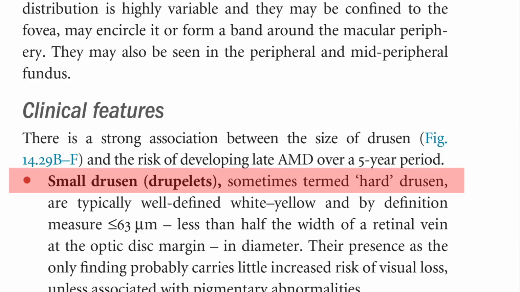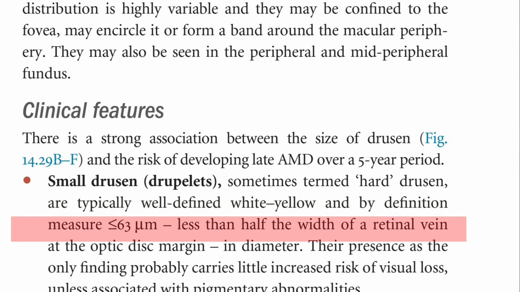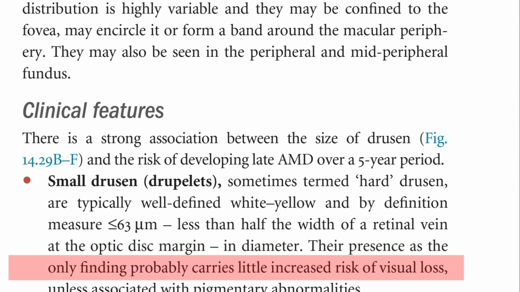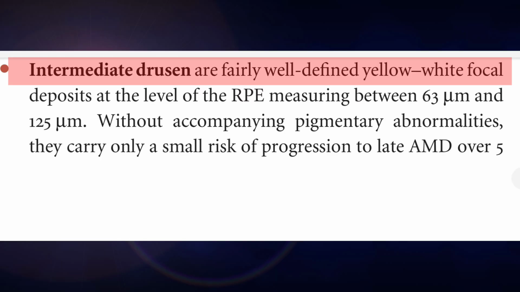Small drusen, or druplets, sometimes termed hard drusen, are typically well-defined white-yellow and by definition measure less than or equal to 63 micrometers, less than half the width of a retinal vein at the optic disc margin, in diameter. Their presence as the only finding probably carries little increased risk of visual loss, unless associated with pigmentary abnormalities.